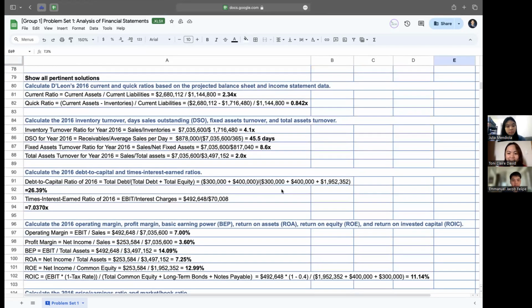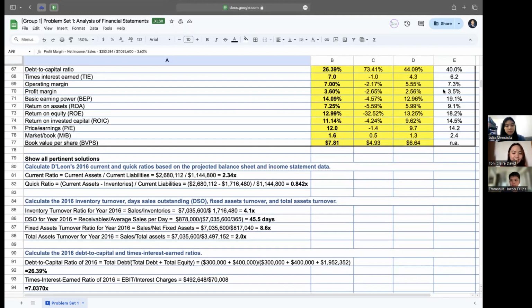Okay. Next, the profit margin is computed as the ratio of the profit, or the net income after taxes, rather than just the operating income, over sales. Inputting this in Excel gives us 253,584 all over 7,035,600, which is around 3.6%. This is slightly higher than the industry average.